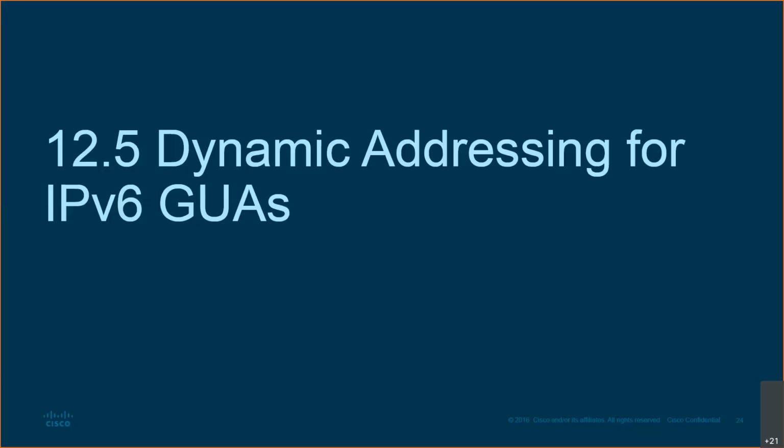Now, let's move on to dynamic addressing for IP version 6, global unicast address. As we saw previously, what I did was I gave a static address manually. But usually, a network administrator does not do that. A network administrator configures an automatic IP address, even version 4 or version 6. Okay, so how do we do that?